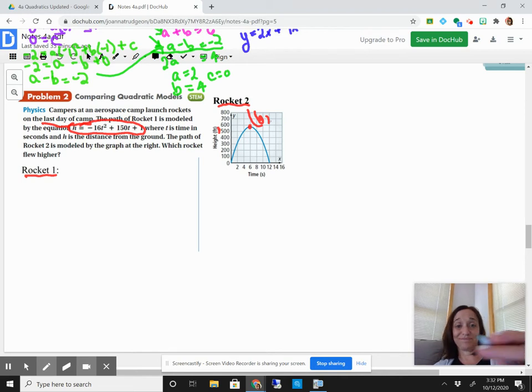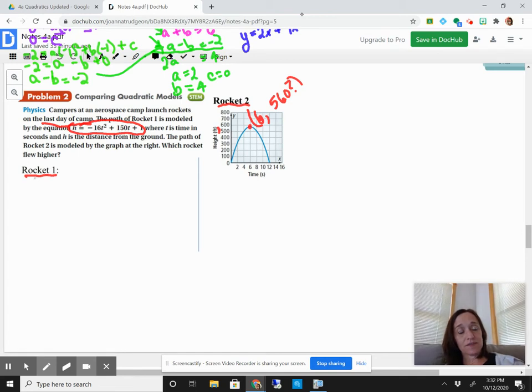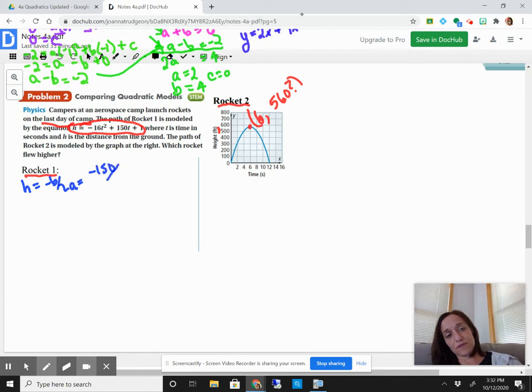Maybe it's at, I don't know, 560, question mark, something like that. Rocket 1, I can find, with this equation, the vertex by doing h equals negative b over 2a. So negative 150 over 2 times negative 16. Again, be careful when you divide that. That's like 150 divided by negative 32. So make sure you do things in the right order.